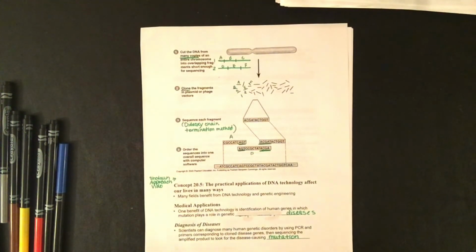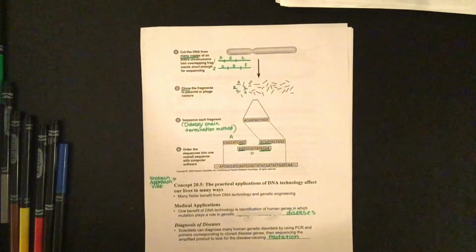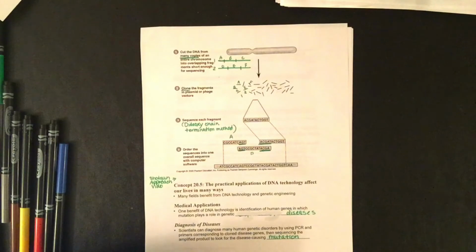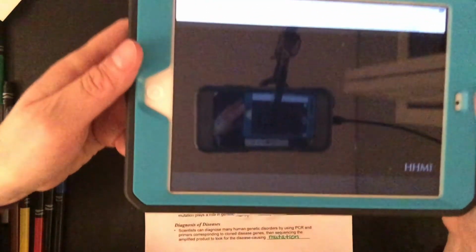And so that is how the Human Genome Project worked. Craig Venter for Celera Genomics used a little bit of a different method. I'm just going to show you a different video that he did, just to show you the difference. It's very similar but slightly different.